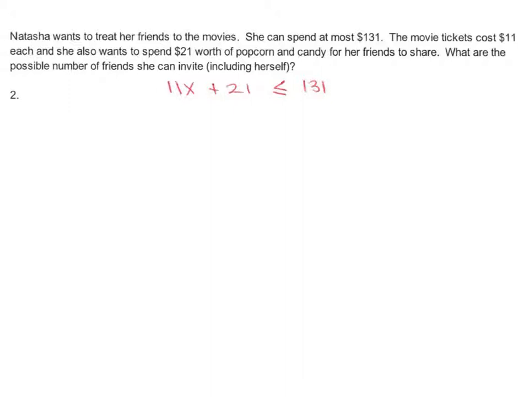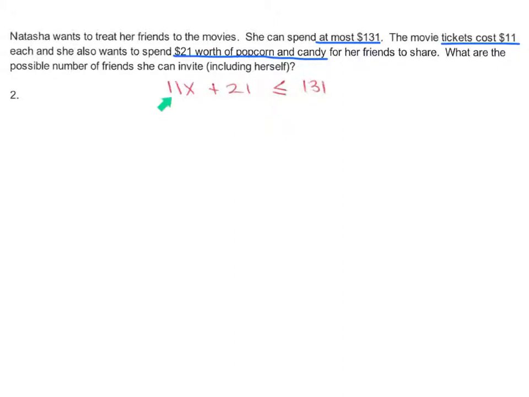So this next word problem that we're dealing with deals with inequalities. So right here we have Natasha wants to treat her friends to the movies. She can spend at most $131. So that means she can't go over $131. The movie tickets cost $11 each, and she also wants to spend $21 worth of popcorn and candy that they're all going to share. So how do we set that up? You know that she can't go over 131. So whatever we set up here has to be less than or equal to 131.